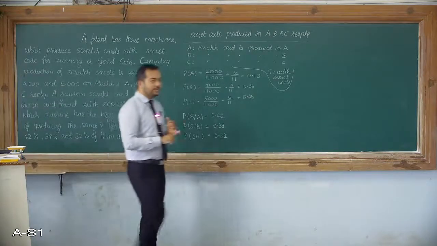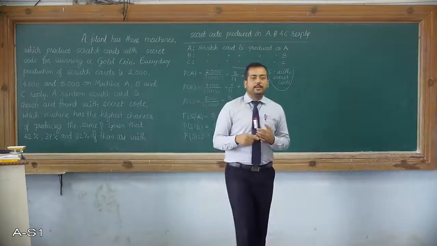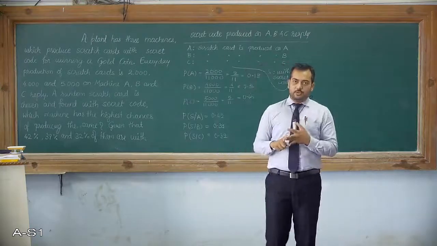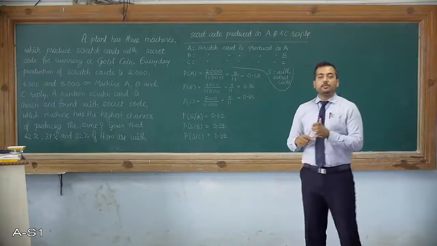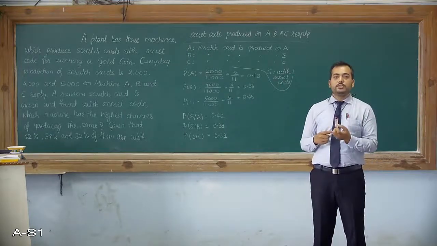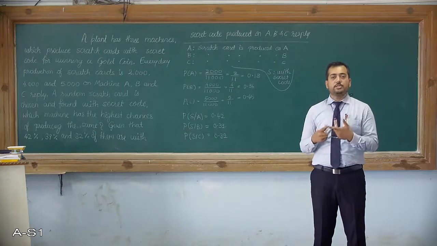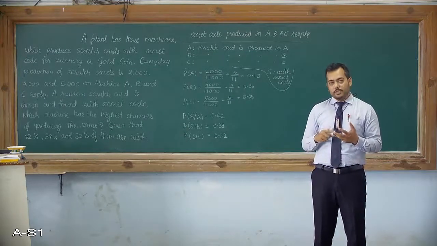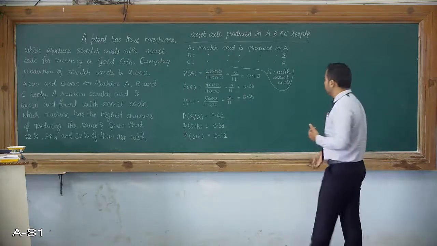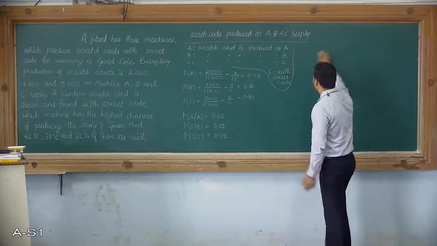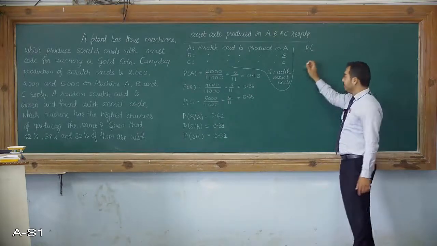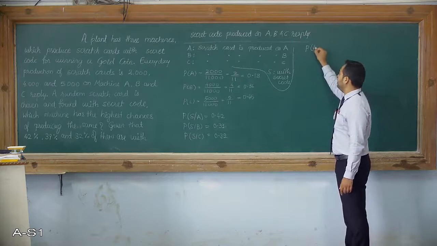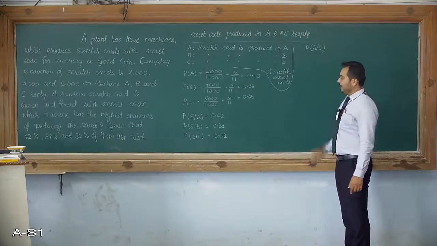Now what we need to calculate is the probability that it is produced on machine A given it is found with a secret code, the probability that it is produced on machine B given it is found with a secret code, and the probability that it is produced on machine C when it is found with a secret code. So these are the things we need to calculate. In short, we know it has a secret code, but we need the probability that it is produced on machine A.